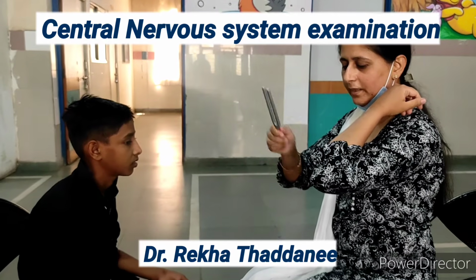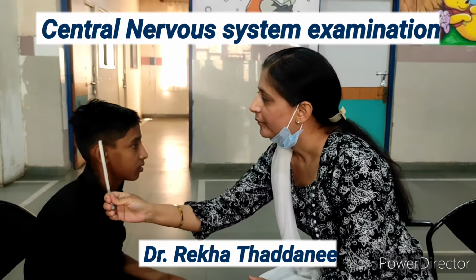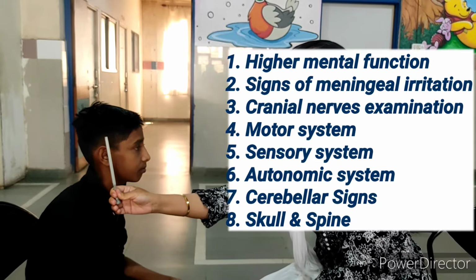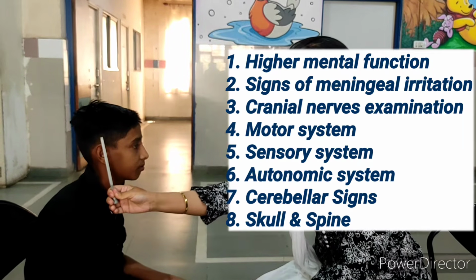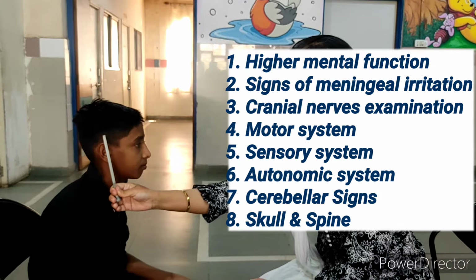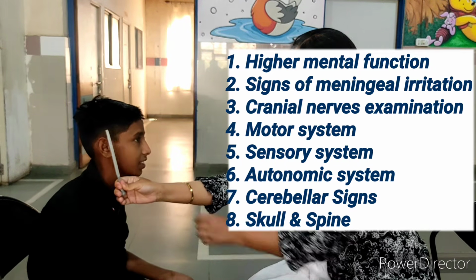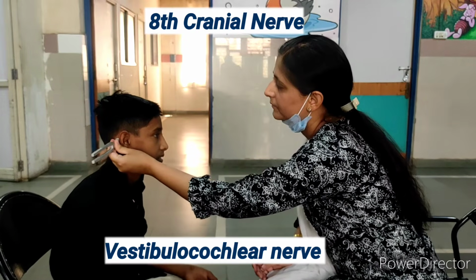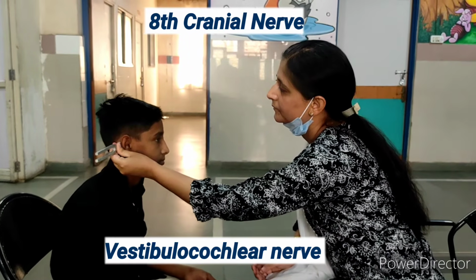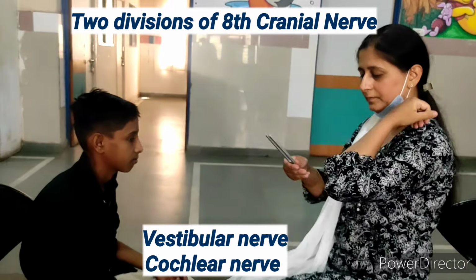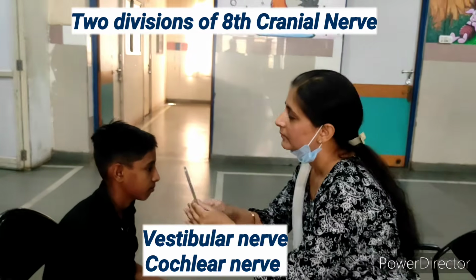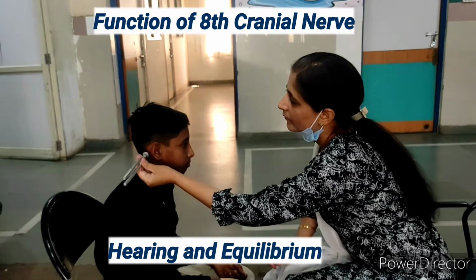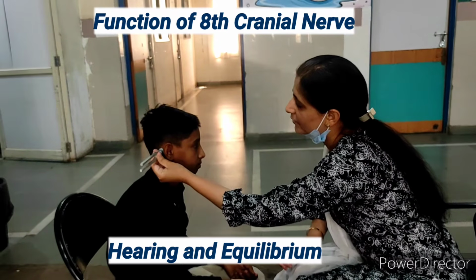Hello everyone. Today in this video I will tell you the details of cranial nerve 8th to 12th. I have already uploaded the first two parts and the first 7 cranial nerves of the cranial nerve examination. So the 8th cranial nerve is the vestibulocochlear nerve. There are two divisions, vestibular and cochlear. The cochlear division is for hearing and the vestibular division is for equilibrium and coordination.